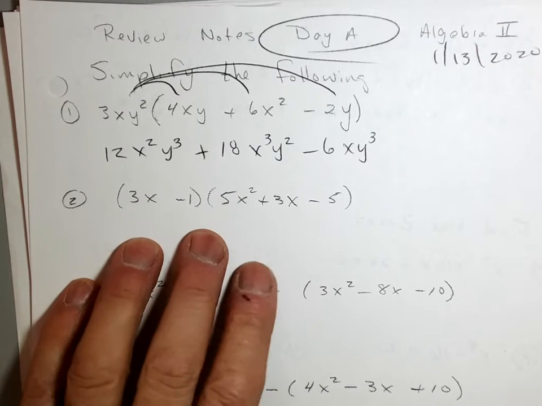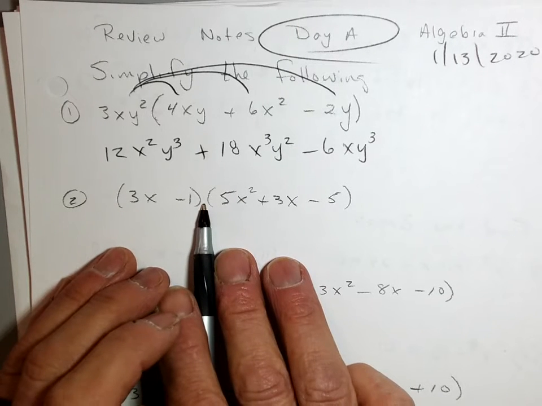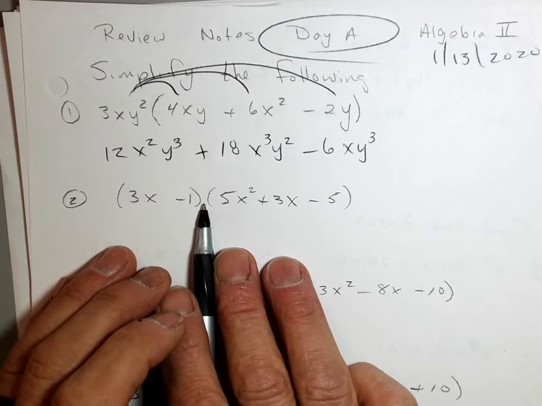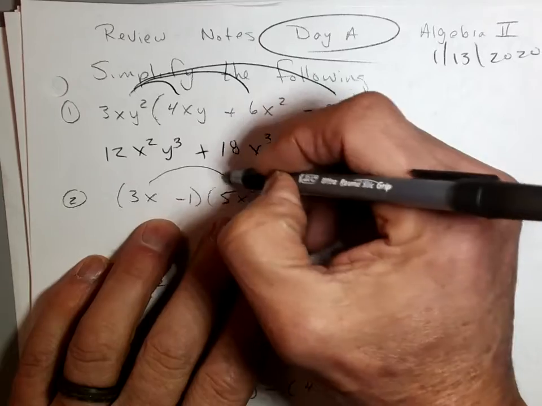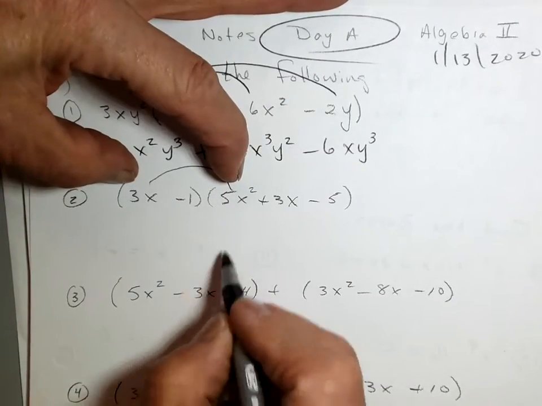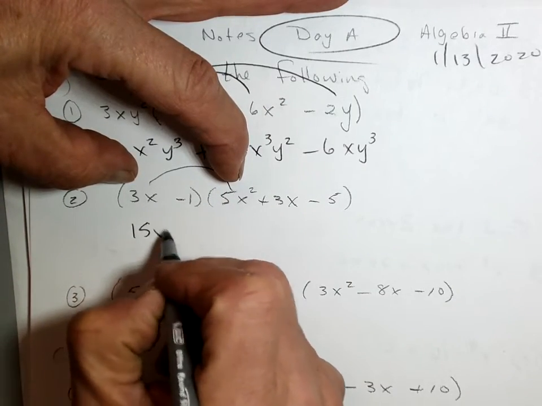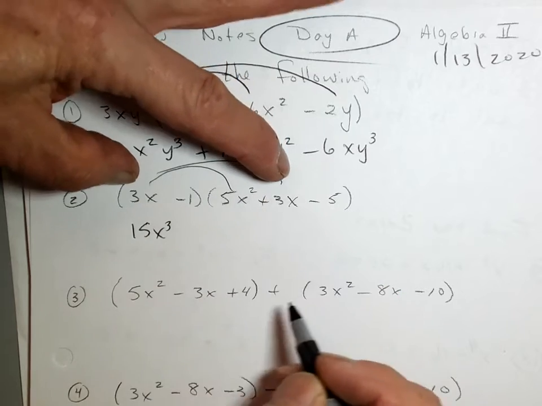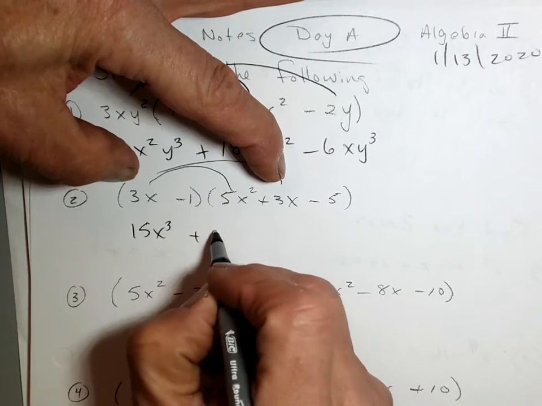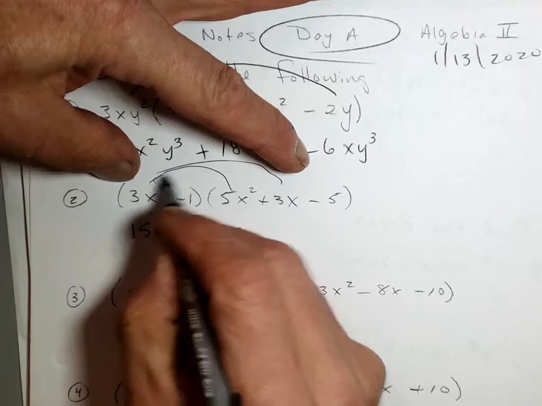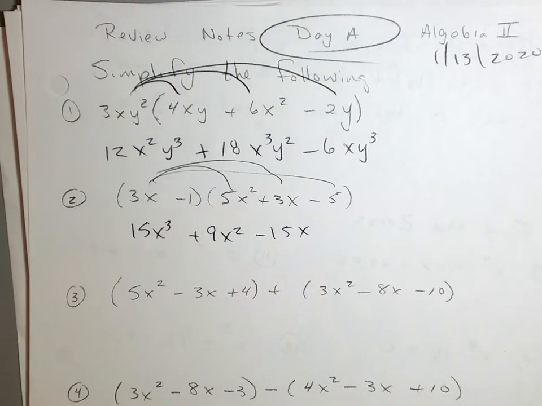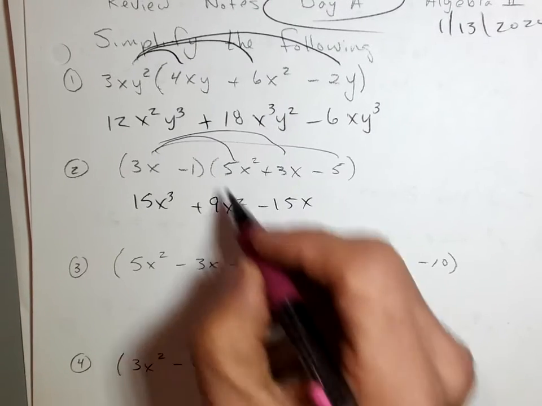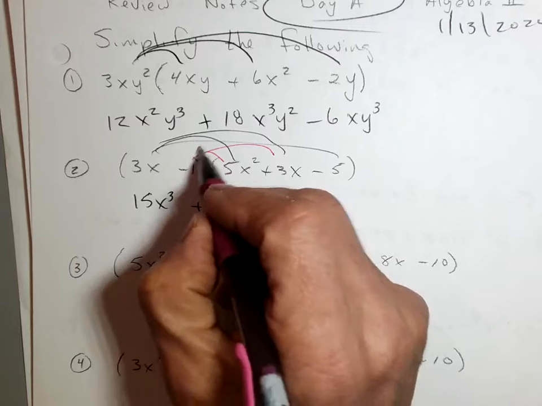Okay, number 2. Again, there's nothing in between, so that's a times, isn't it? When I multiply, I add exponents. But this is like a double distribute. So I'm going to go 3x times a 5x squared is a 15x cubed. Multiplying, 3 times 3 is 9. x times x is x squared. 3 times a negative 5 is a negative 15x. Okay, now, there's more. I'm also going to multiply the negative 1 through to all three terms.